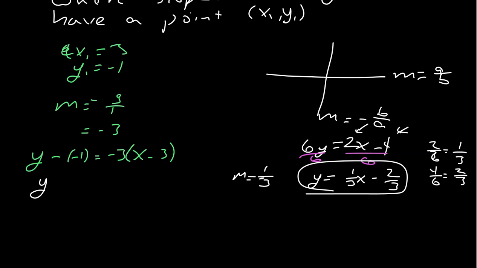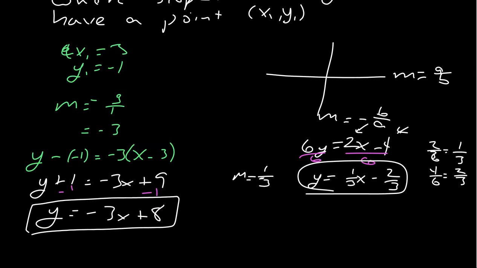So what do we have here? This is going to be y plus 1, and I'm going to go ahead and distribute this negative 3, so we get negative 3x plus 9. And then we just need to subtract 1 from both sides. So if I subtract 1 here, subtract 1 there, that's just going to give me y equals negative 3x plus 8.